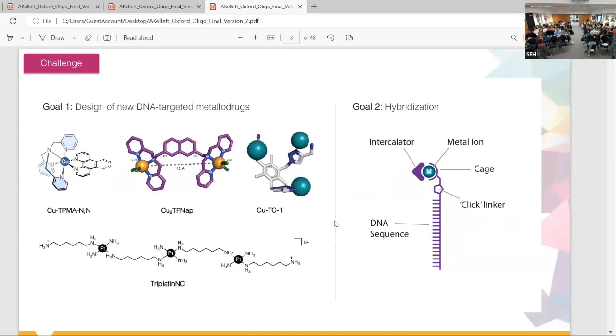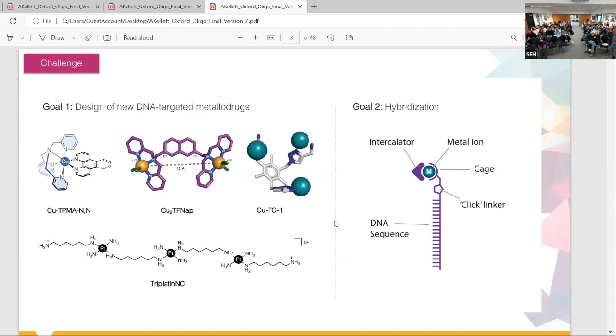And in some cases, these contain a single copper center, for example, like the TPMA. Others we've developed contain dinuclear copper centers. And in some cases, we've gone to trinuclear compounds. And we also have an interest in developing platinum drugs and some ruthenium. And so the first goal is to design new DNA-targeted metallodrugs.